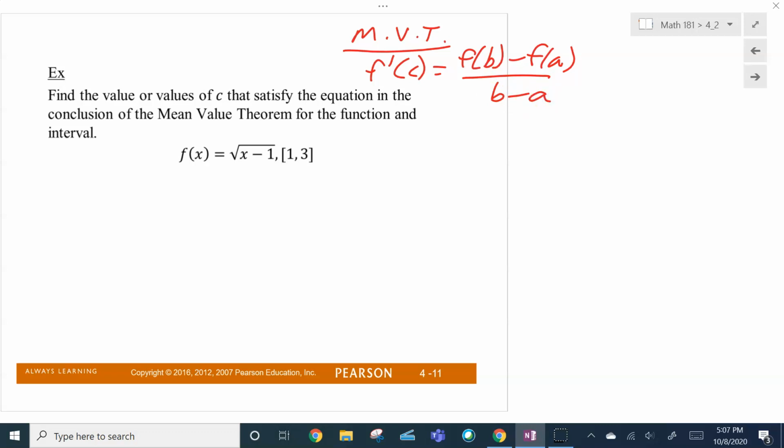Alright, let's go ahead and find f prime of x. So we have 1/2 times (x minus 1) to the negative 1/2, and the derivative of the inside is just 1. So that's 1 over 2 square root of x minus 1. There's our f prime of x.